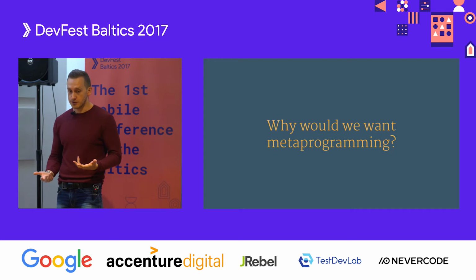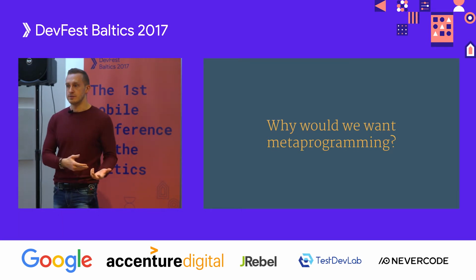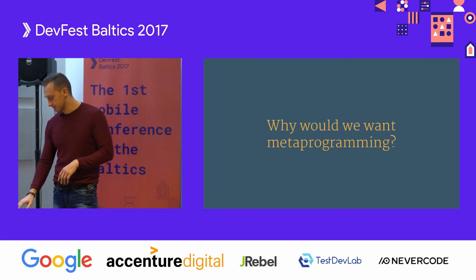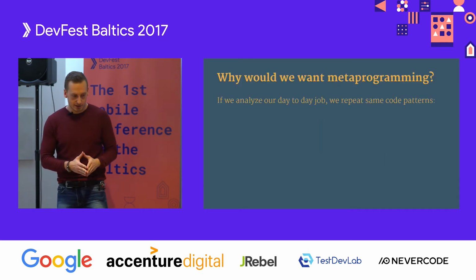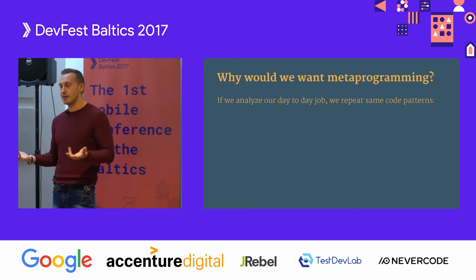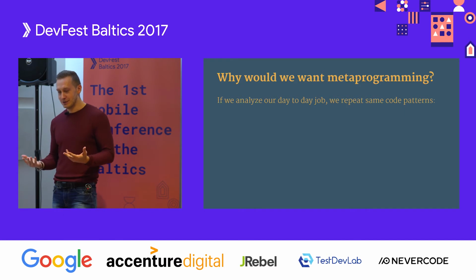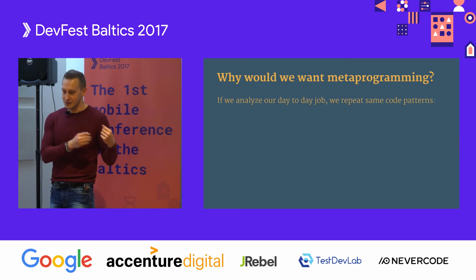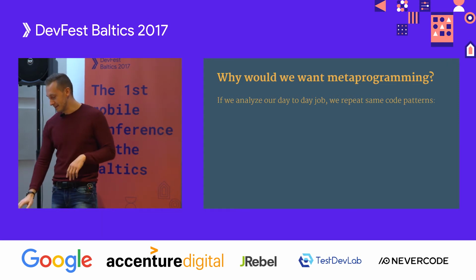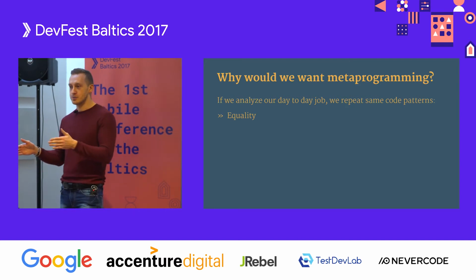So why would we want metaprogramming other than that? What are good reasons that we want it in Swift, which is a very strongly typed language? If we look at the way we work on the iOS platform every day, let me just ask, how many people do iOS or macOS here? Right, so most of you. So our day-to-day job: every day you come to the office and start working on a new feature or a bug. What are some of the things that we repeat across all projects? It doesn't matter which project you work on.